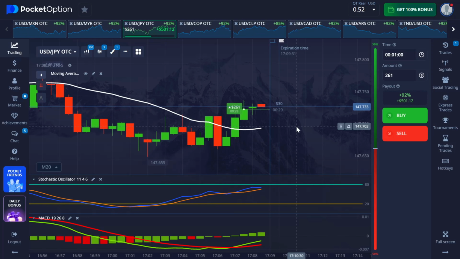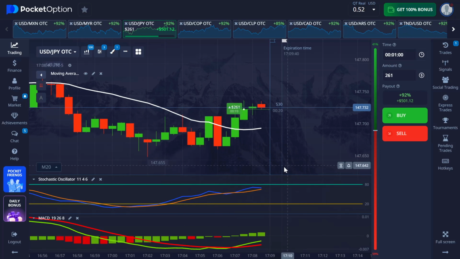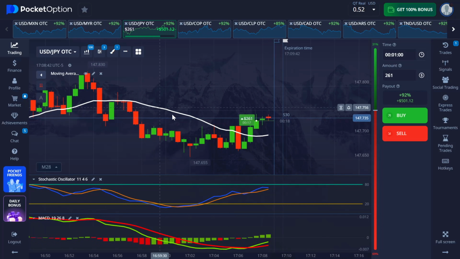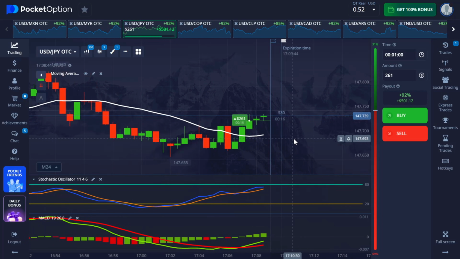Okay, and there we go, another continuation sign plus a gap up. Yes, I'm pretty sure about this trade. It's going to go higher. Plus, we are with the momentum. We are above the moving average. And this is how you trade, guys.